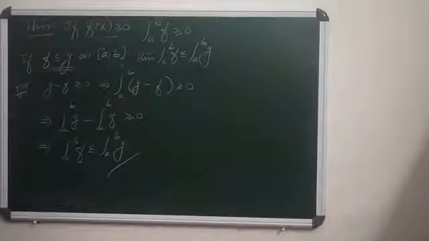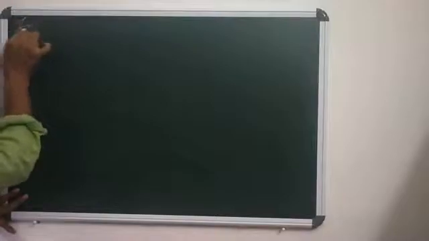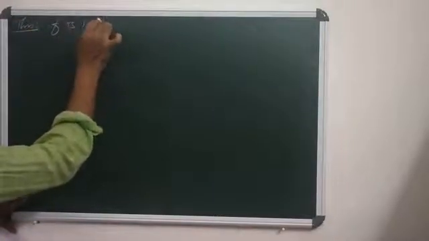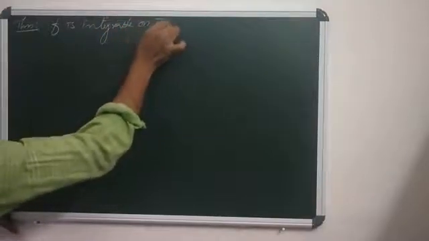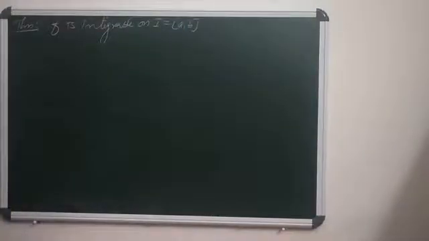Now let us consider another result, a theorem. Suppose f is integrable on I. What is I? I equals the closed interval [a, b]. Then there exists a partition P such that U(P, f) minus L(P, f) is strictly less than some epsilon.